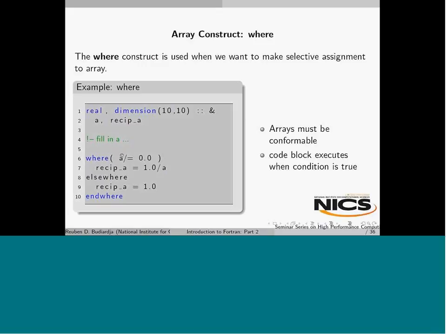So here automatically it will go through all the elements of A, and for elements of A where it does not equal 0, it will do this code block here. And where A is 0, the reciprocal of A equals 1. The condition has to be the same shape as the array in your statement here, and the code executes when the condition is true.